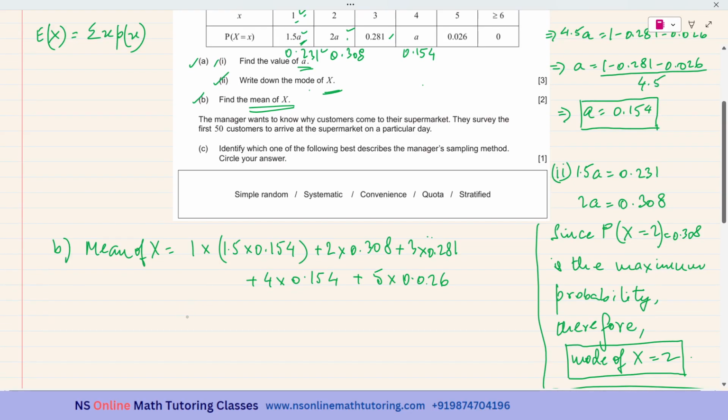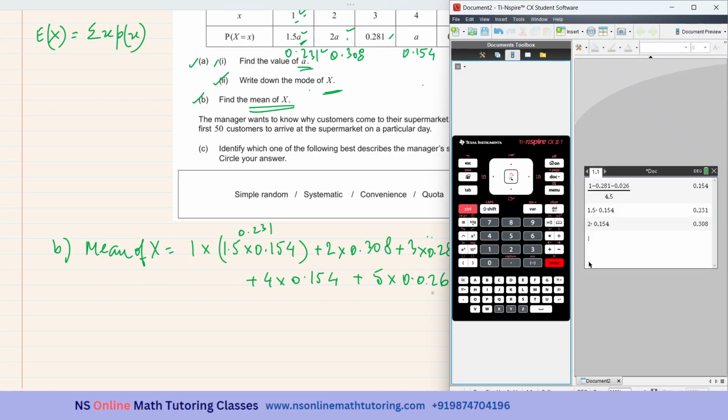Now we have to use the calculator. 1 times 0.231 plus 2 times 0.308 plus 3 times 0.281 plus, reading from the distribution table given, 4 times 0.154 plus 5 times 0.026. Enter, and we get 2.436. So correct to 3 significant figures, it will be 2.44.